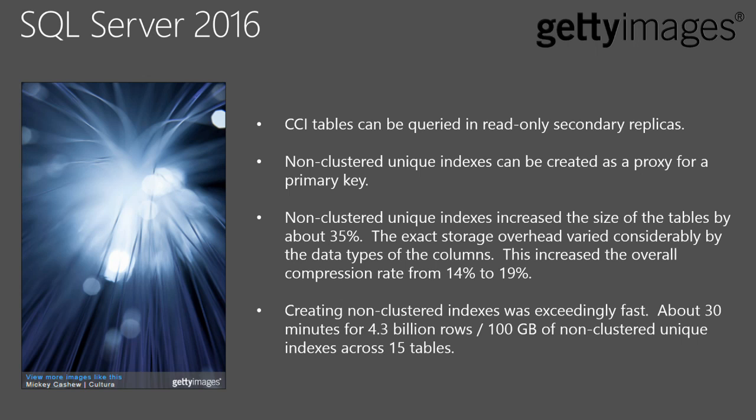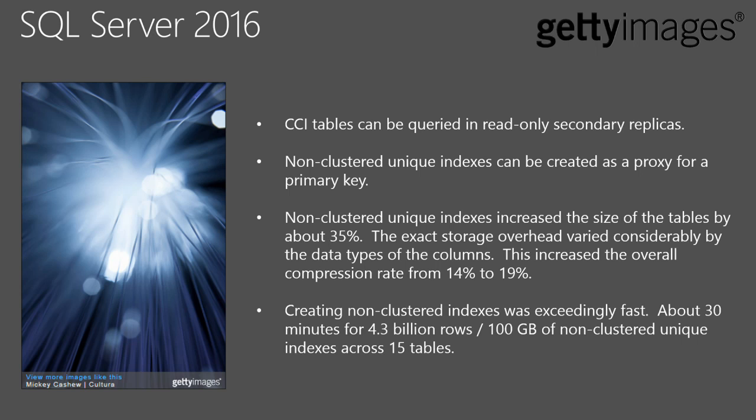Now that meant our compression rate went from around 14% to 19%. So we're still getting disk savings over being page compressed. Page compressed, we typically are around 28%. So for us, we looked at this and said, this is acceptable to be able to enforce uniqueness.